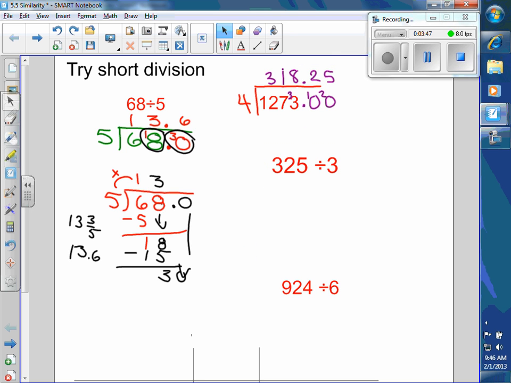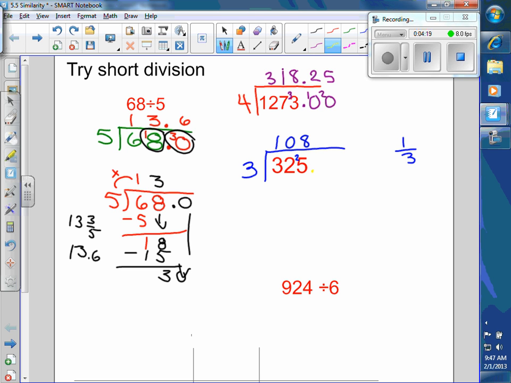So 3 into 325. Okay, so 3 goes into 3 1 time, once, no remainder, right? How about 3 into 2? 0. What's the remainder? 2. So 25. 3 into 25? 8. What's the remainder? 1. So that would be the benchmark fraction 1/3, right? Yes. So we should get 108.3 repeating. I got 108.2. So put the decimal.